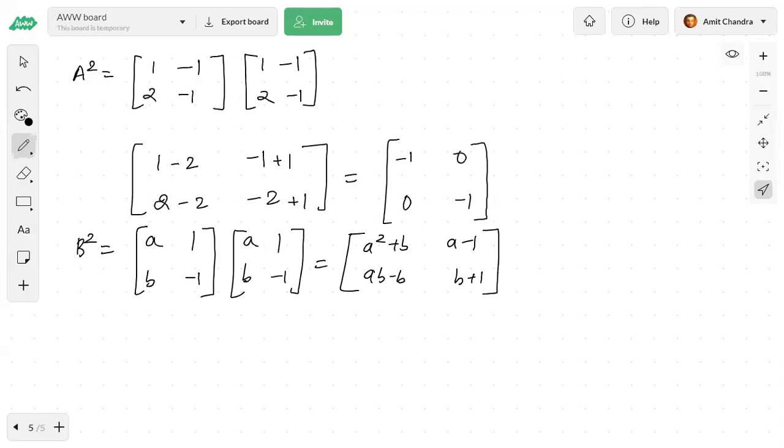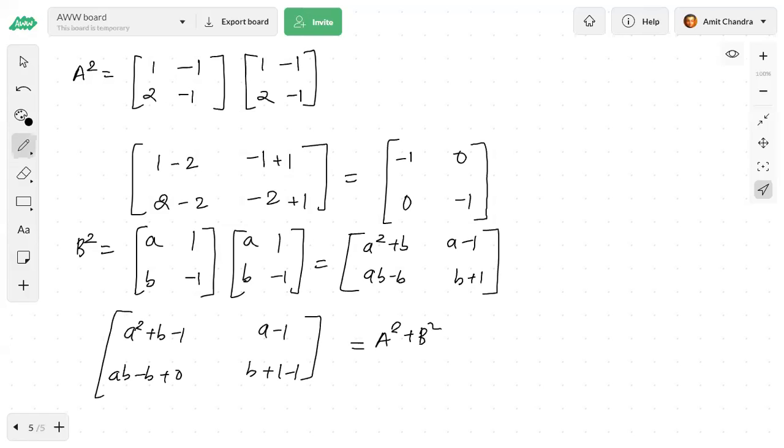Now see, if I add these two, I will have A square plus B minus 1, A minus 1, then AB minus B plus 0, and B plus 1 minus 1. This is A square plus B square, right? Now this A square plus B square should be equal to A plus B whole square.